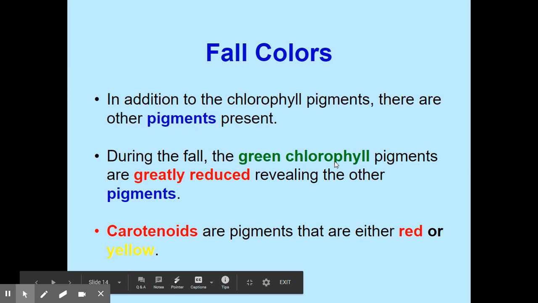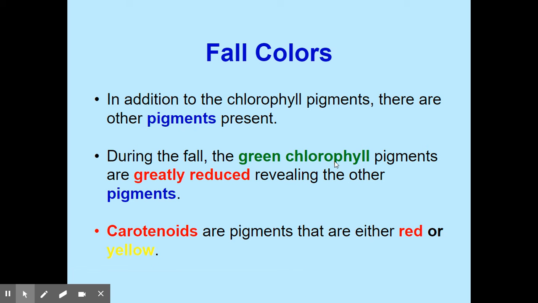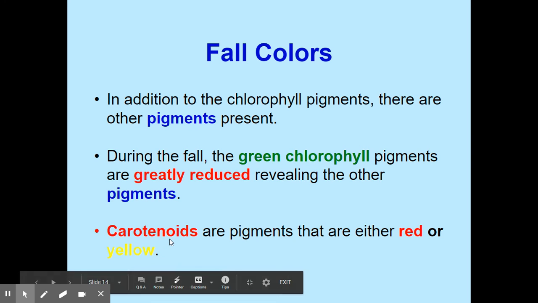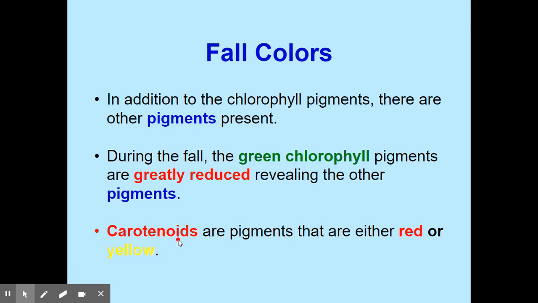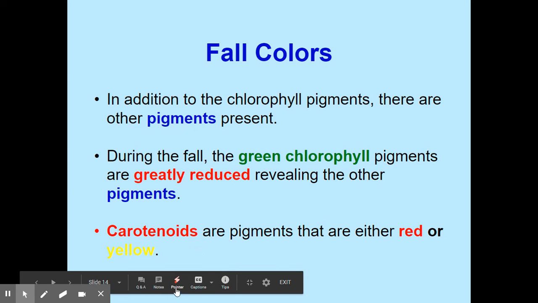Okay, so just letting you know that we have other pigments other than chlorophyll. Chlorophyll makes it green. Carotenoids make it either red or yellow. A way that you can think about this word better is I think of carrot when I look at this word. Carrots are orange, and orange is made out of what two pigments? Red and yellow. Okay, so carotenoids make your leaves red and yellow.